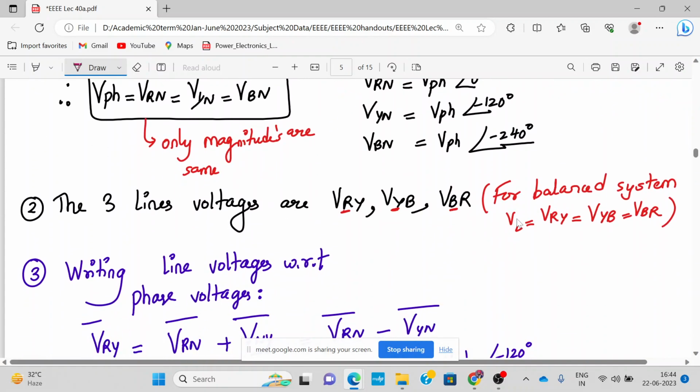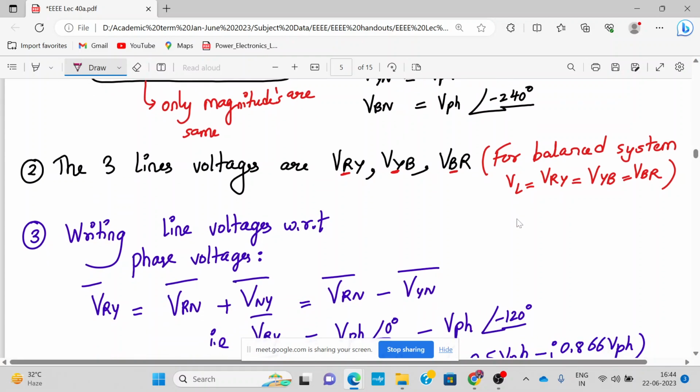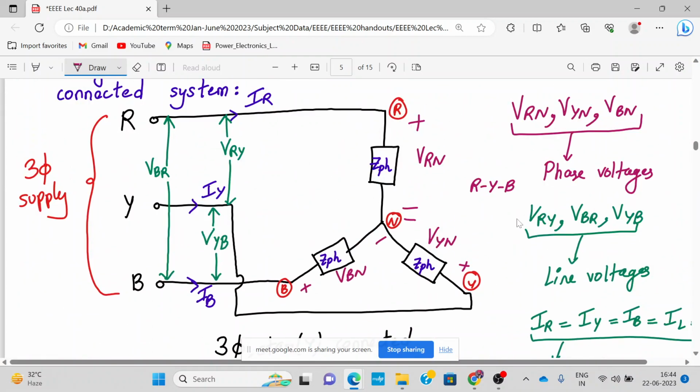Also, these are the three line voltages. Now for a balanced system, all of them are equal in magnitude, but they differ from each other. Let's see how they differ from each other. So we are writing line voltages in terms of phase voltages. Phase voltages are measured with respect to neutral.